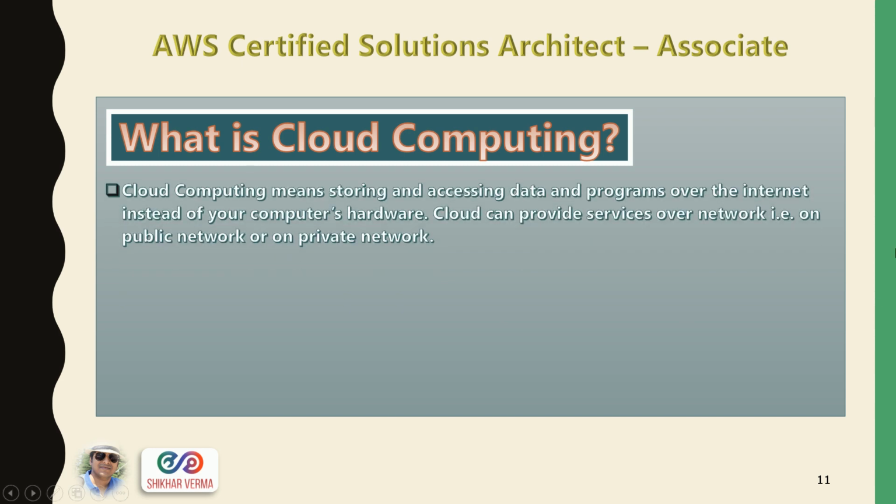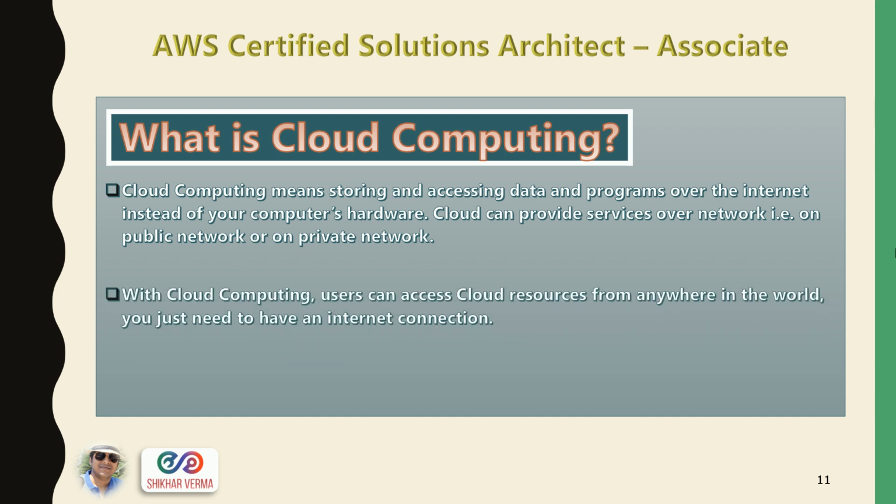Cloud computing means storing and accessing data and programs over the internet instead of your own computer's hardware. Cloud can provide services over network, that is on public network and your private network. We'll have a separate session on VPC, virtual private cloud, in which I'm going to discuss private and public network. In simple words, if you have some critical servers like your database server, application server, which you do not want anybody to access through internet, then you can put those servers into private network. But if you have servers like web servers which you want anybody to access from the internet, then you're going to put those servers into your public network.